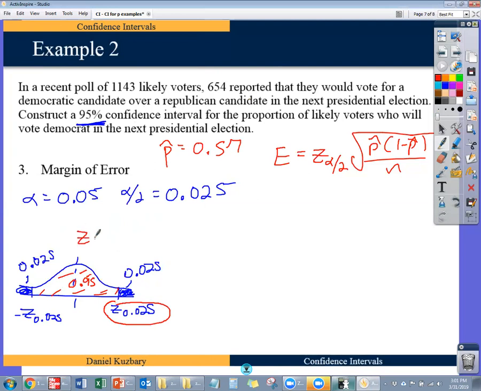So then Z sub 0.025 is equal to the inverse norm. And I've got to put in area to the left in here, not the area to the right. So the area to the right is this. The area to the left is the opposite of that. And you get that number, which if you do that in your calculator, you get 1.96.